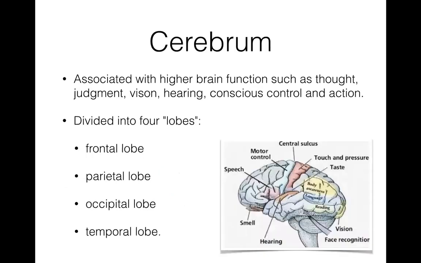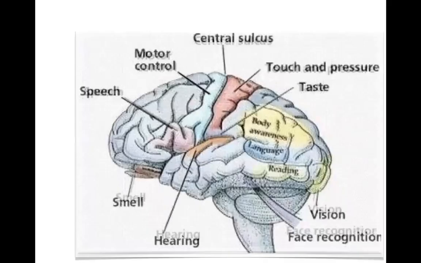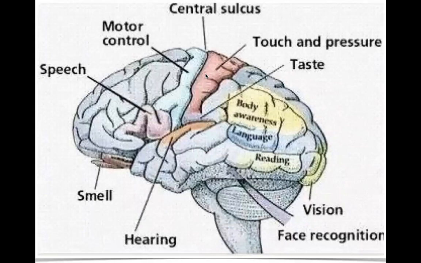Let's start first with the cerebrum. Functionally, the cerebrum is associated with higher brain functions. This would include thought, judgment, vision, hearing, conscious control, and action. The cerebrum can be divided into four major lobes. This would include the frontal lobe, the parietal lobe, the occipital lobe, and the temporal lobe. So we have here the lateral view of the cerebrum. We have here the frontal lobe.